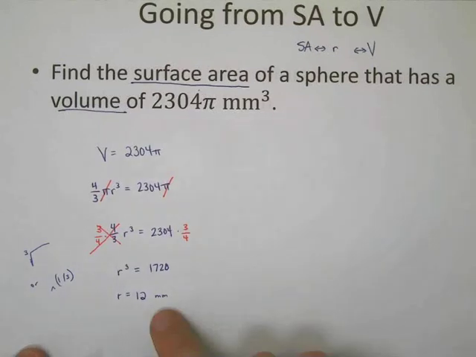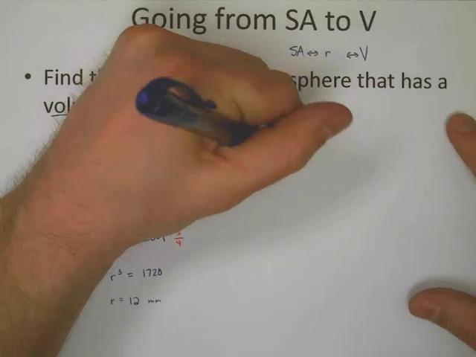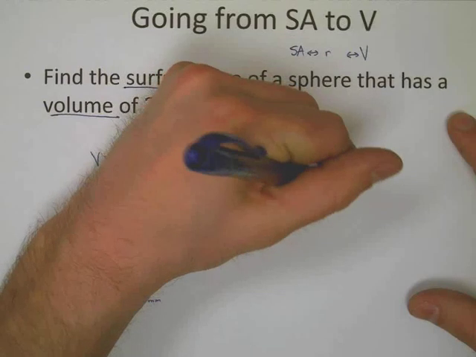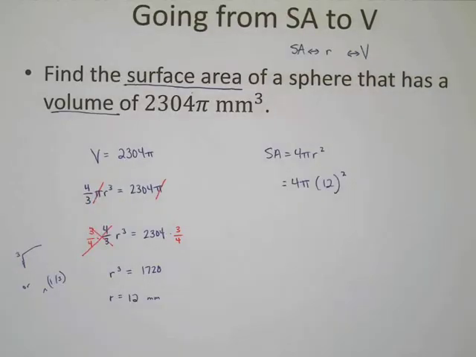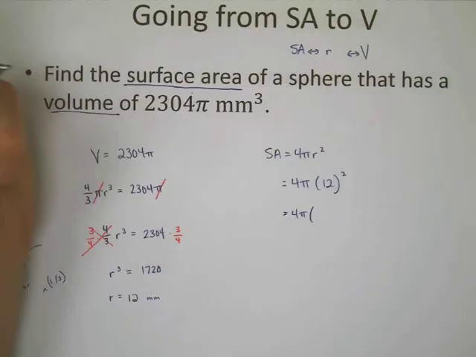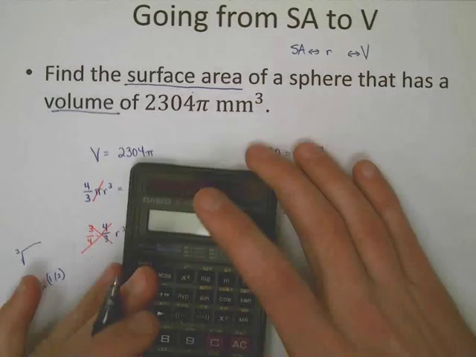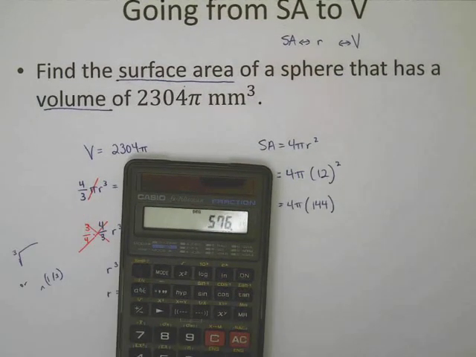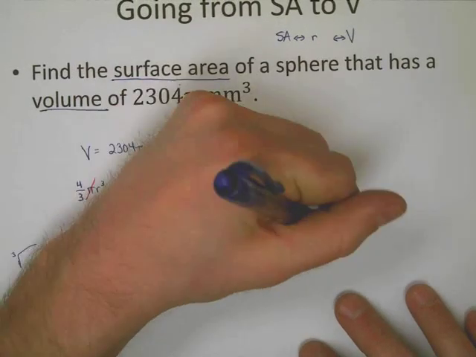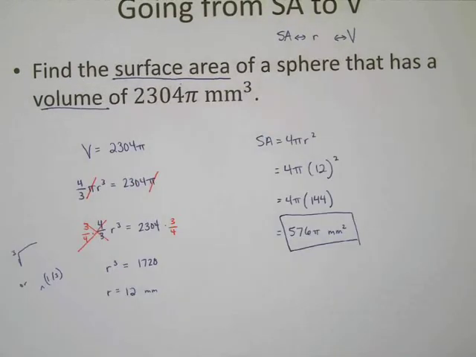So we're almost done now. The question was not find the radius, it was find the surface area. But now I can go through and do part 2. The surface area is 4 pi r squared, and now I know the radius is 12. So I just need to take my time, do order of operations. 4 pi, 12 squared is 144. Combine the 4 and the 144, and I get 576. The surface area is 576 pi square millimeters.